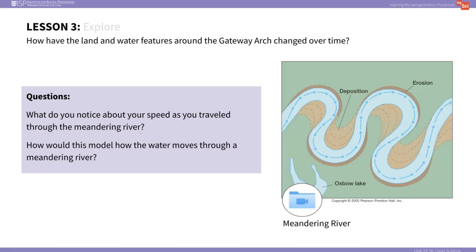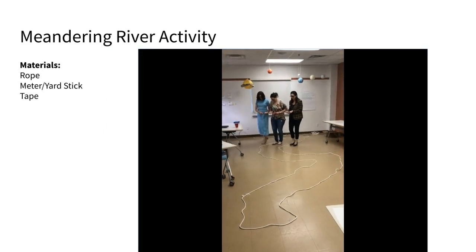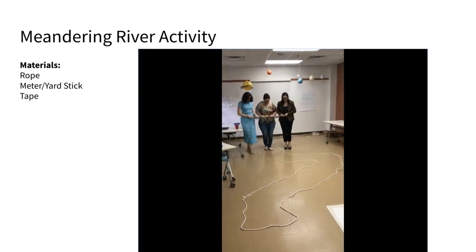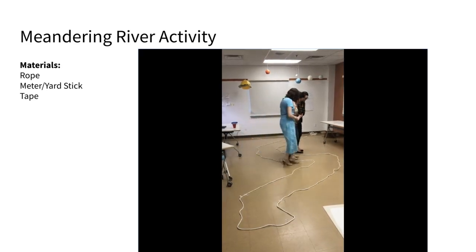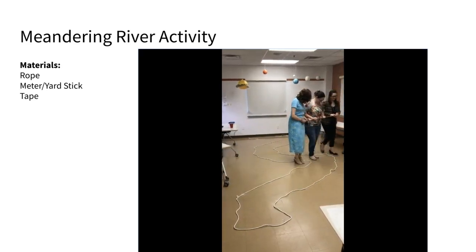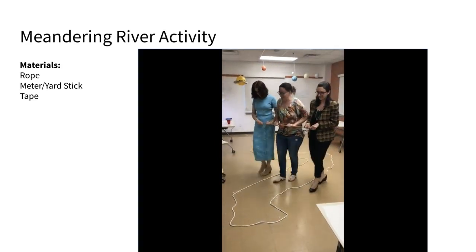River. In the Explore part of this lesson, students are going to model a meandering river. They're going to use this model to discuss how erosion and deposition change the shape of the river. To do this activity, you'll need rope, tape, and a meter stick. Prior to class, set up an outline of the river using rope and tape. You'll then have groups of 3 walk the path of your river. You'll need to make sure that they keep the meter stick perpendicular to the sides of the river.